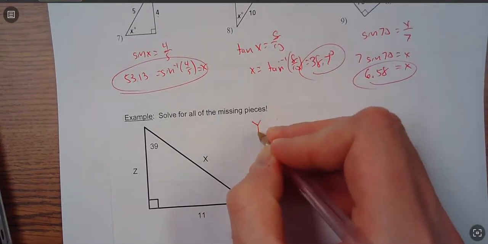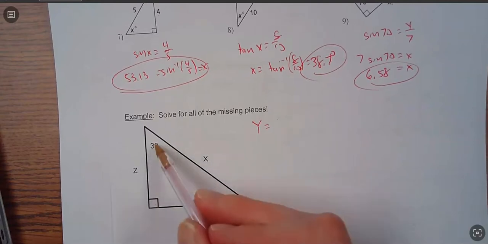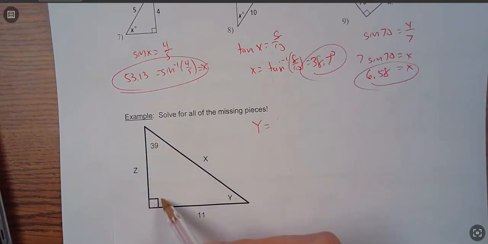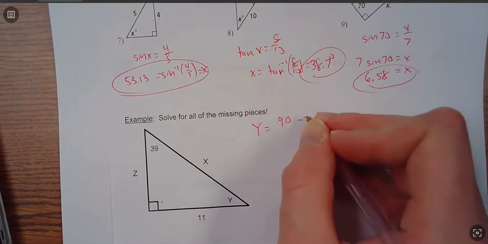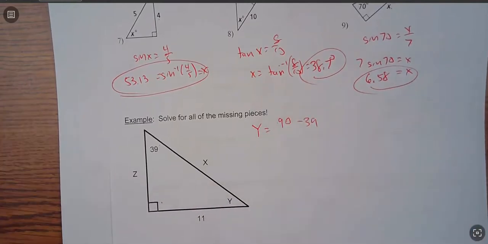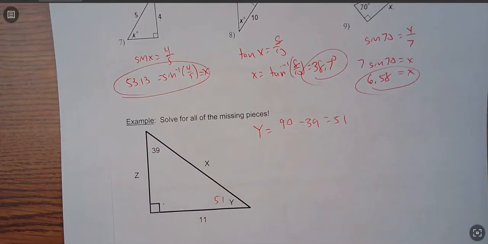Well, the y is going to be easiest because these three angles have to add up to 180. Well, here's 90. That's already taken care of. So these two have to add up to 90. So I'm going to do 90 minus 39. And I get 51. So y is 51 degrees.